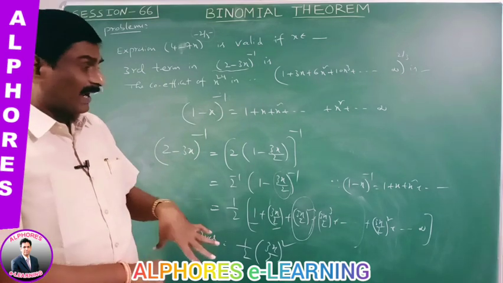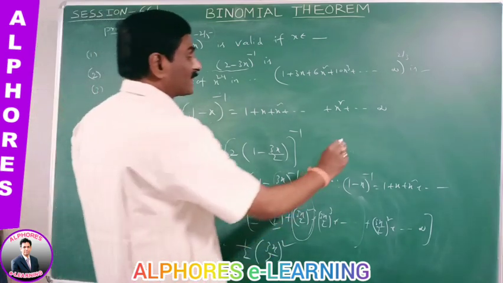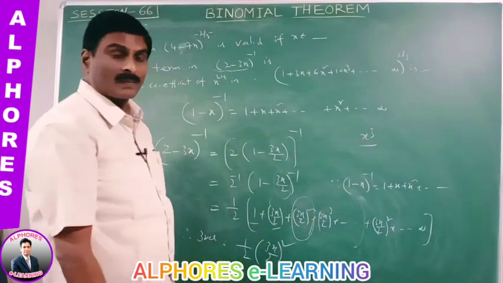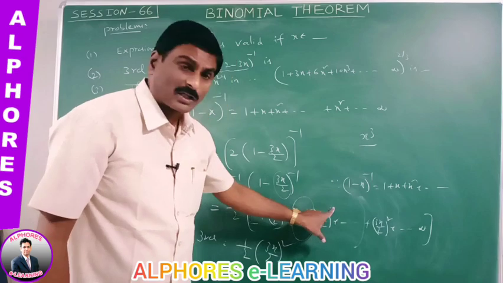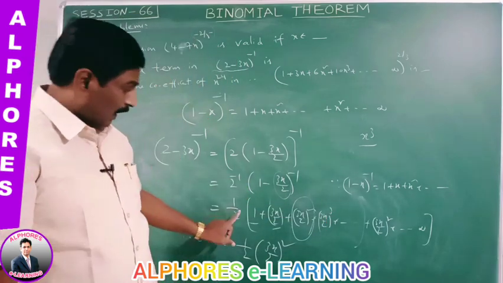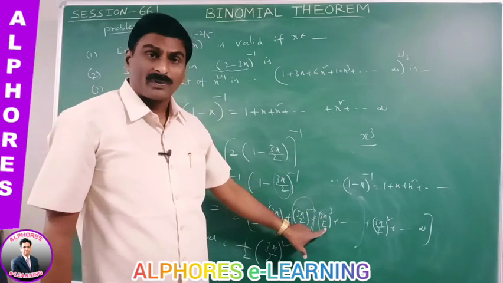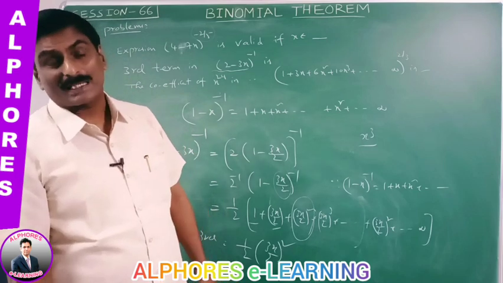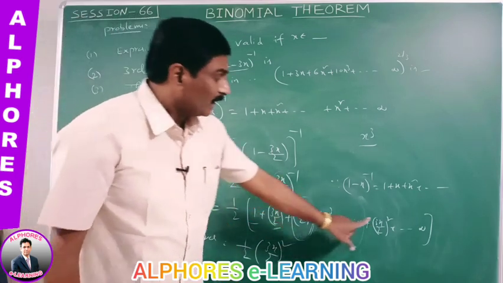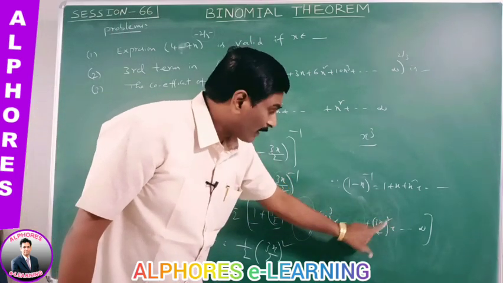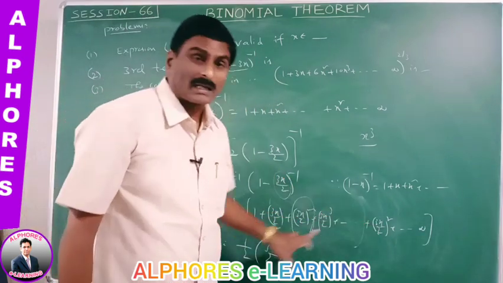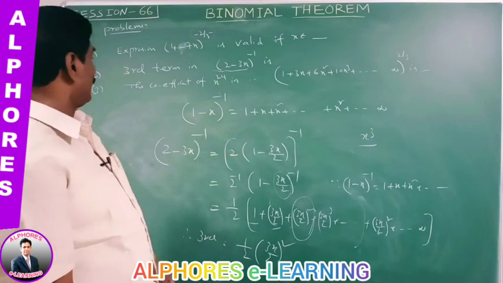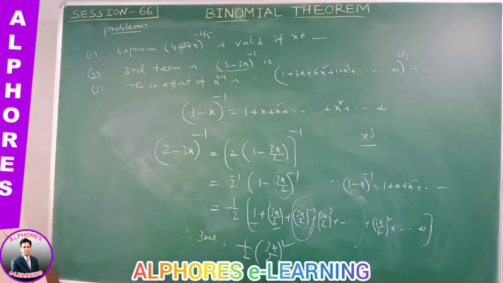Next, in the same way, what is the coefficient of x power 3 in this expansion? For getting x power 3, 3x by 2 whole cube. That means 3 cube by 2 cube into x cube. What is the coefficient of x cube? 1 by 2 into 3 cube by 2 cube. What is the coefficient of x power r in this expansion? 1 by 2 into 3 power r by 2 power r. For getting the coefficients, we use these conditions. Very, very important.